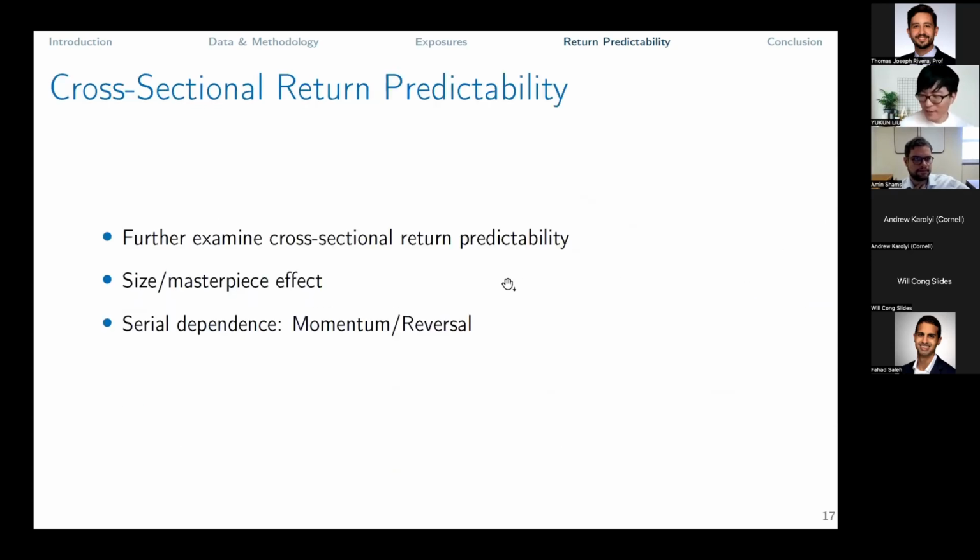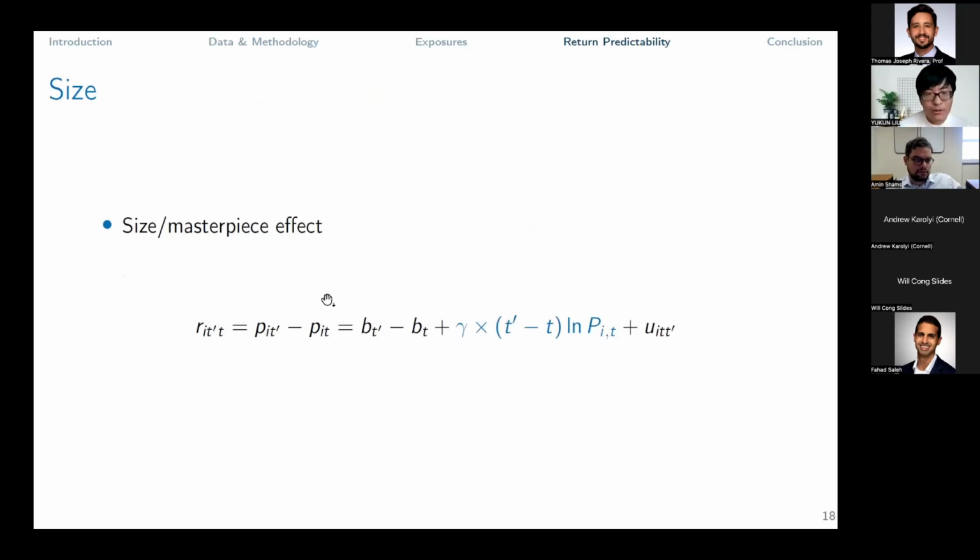For the last part, in the last 5 minutes, I'm just going to talk about the cross-sectional return predictabilities. What we find is that there's a size effect, and also a reversal effect. To detect these cross-sectional effects, we're going to modify our baseline repeat sales regression with the additional terms here.